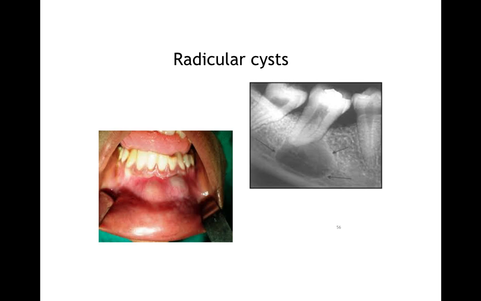Because if there is a hard area, maybe it is a radicular cyst or a tumor, we have to send the patient for laboratory analysis. Just after laboratory analysis, we can say that it is a radicular cyst or tumor. Because with just X-ray examination, we can't say whether it is a radicular cyst or tumor.